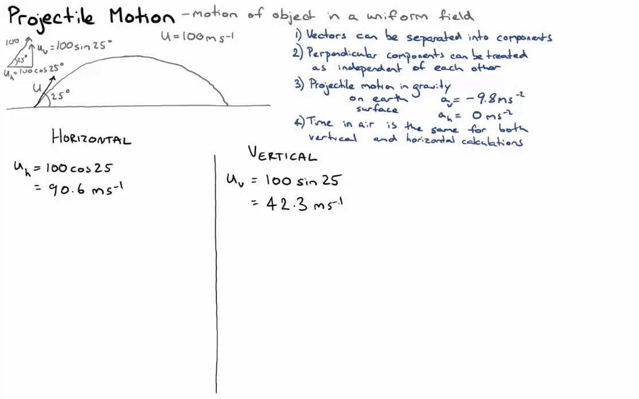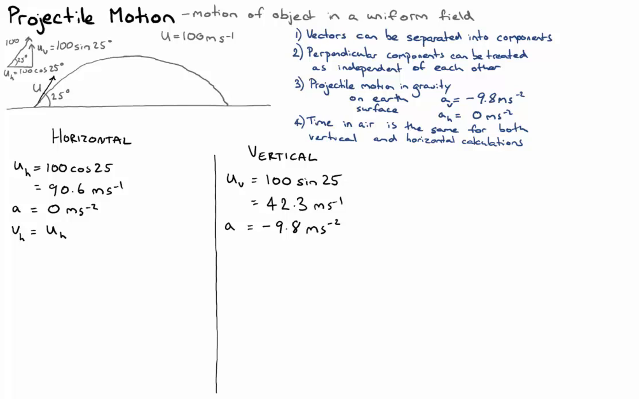I'm also going to write down any other information that I know. So I know that the acceleration is negative 9.8 meters per second squared because I've defined the vertical direction going down as being negative. I also know over here that the horizontal acceleration is 0, and I also know that the final velocity in the horizontal direction equals the initial velocity in the horizontal direction, and that's because there are no forces acting in the horizontal direction, so the speed cannot change.